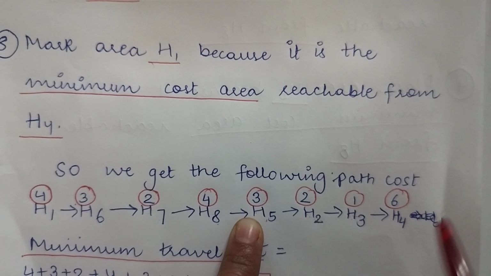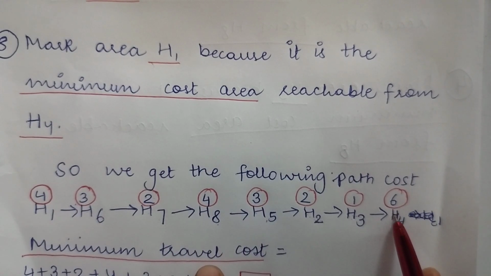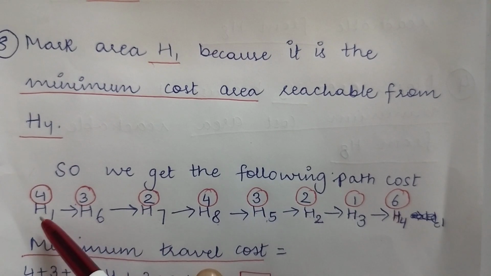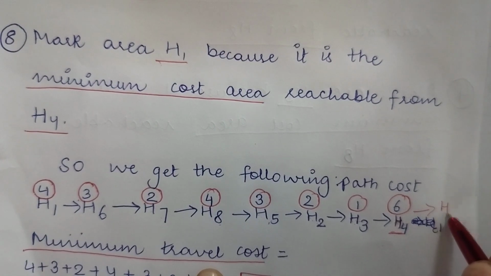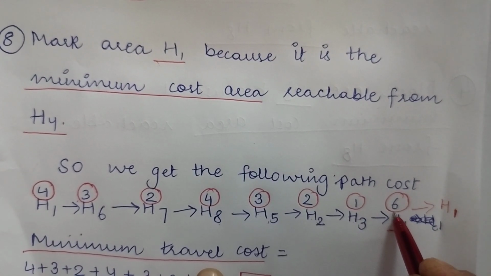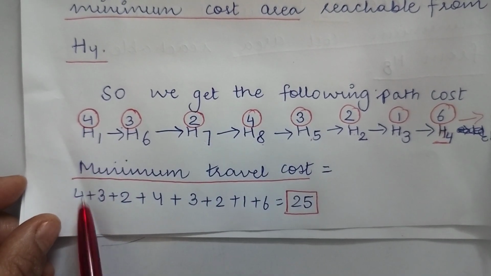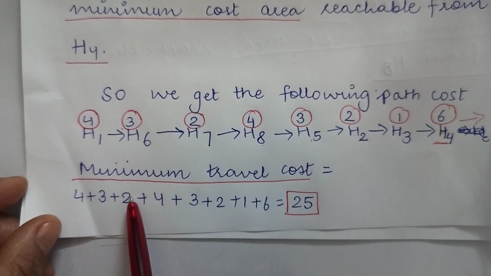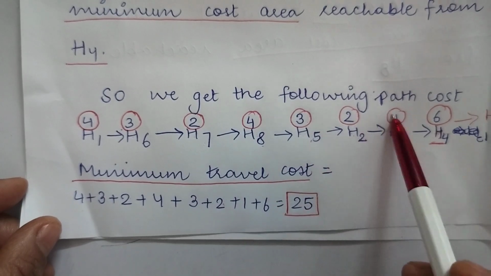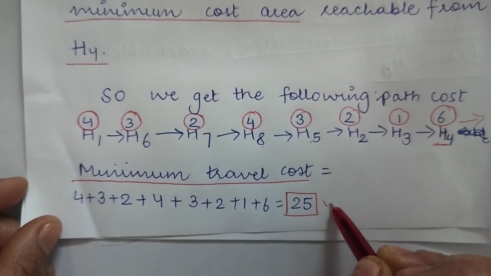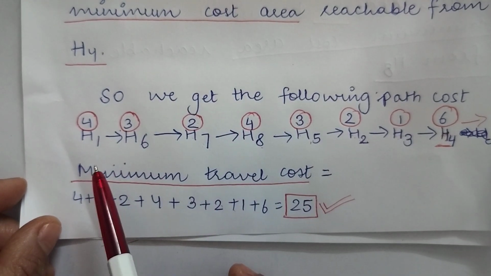And then finally H4 is the last location that we have covered. There is no other location that is left. So we will go back to the location from where we started, that is H1, and the cost of reaching from H4 to H1 is 6, right? So this way we can find the minimum travel cost, that is 4 plus 3 plus 2 plus 4 plus 3 plus 2 plus 1 plus 6. So the minimum cost of traveling all the locations starting from location H1 and then reaching back to location H1 is 25.